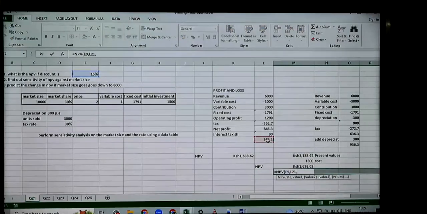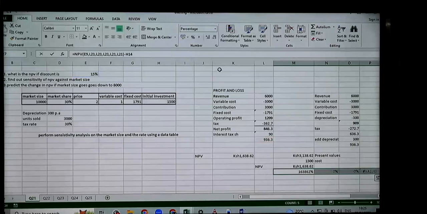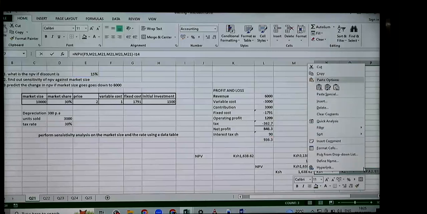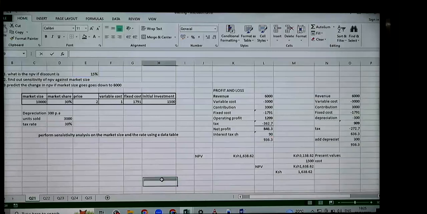You press comma. Also, this one will be our value 2. You press comma. Also, this one will be our value 3. You also press comma. Also, this one will be our value 4. Press comma. And it will also be our value 5. Okay, you close your brackets, then you less the initial investment of 1500. Control Enter. Then I'll change it into cash. You can see it's just the same thing. I'll delete these ones here. It's just the same thing because NPV is present values minus cost.